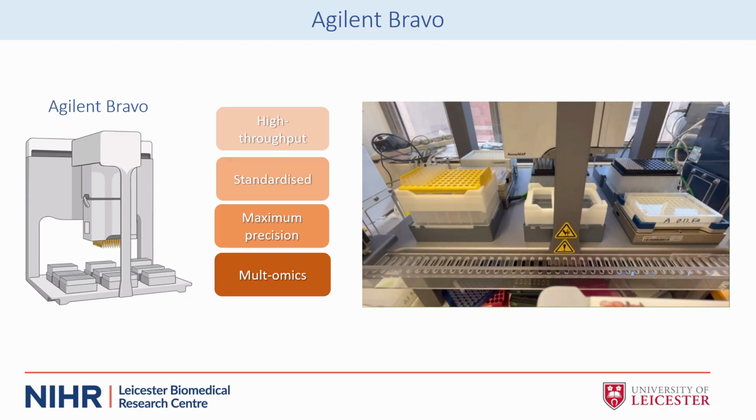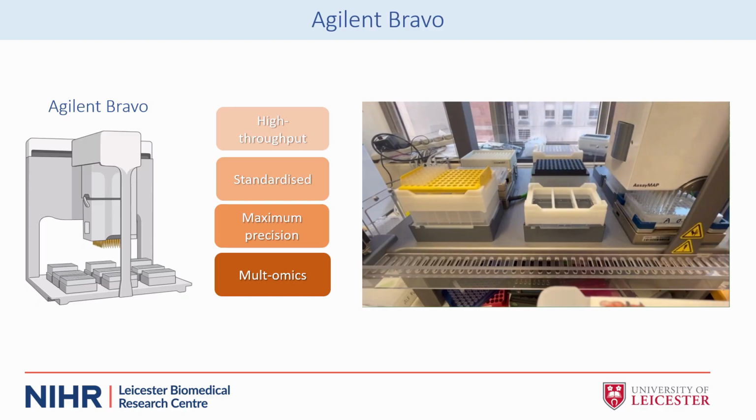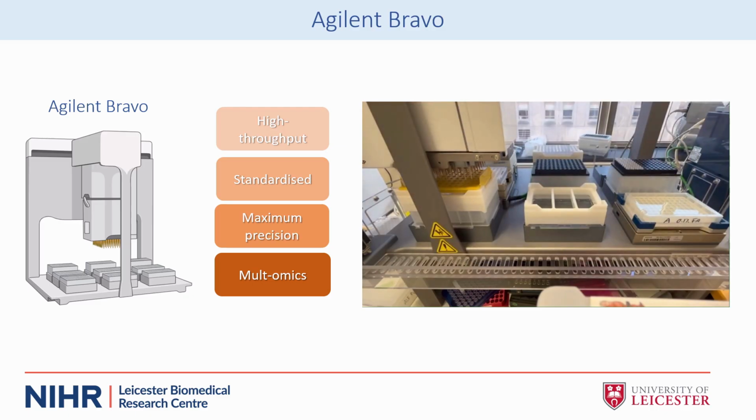And here's the Bravo robot in action. It's a very high throughput, very precise robot, which can prepare hundreds of samples per week. And it's really good for multi-omics as well, so you can actually use it for metabolomics and lipidomics in addition to proteomics.